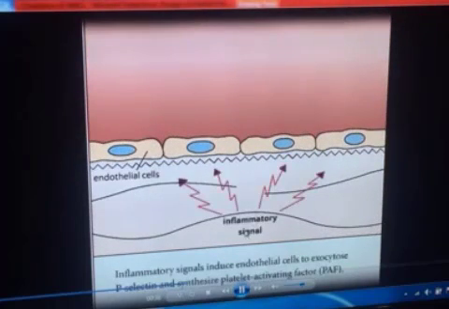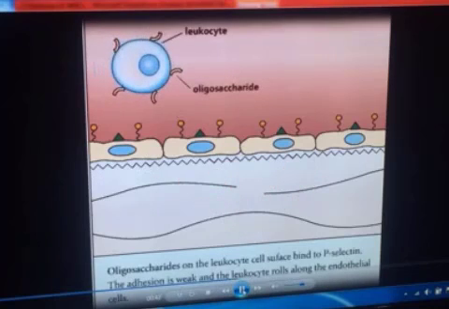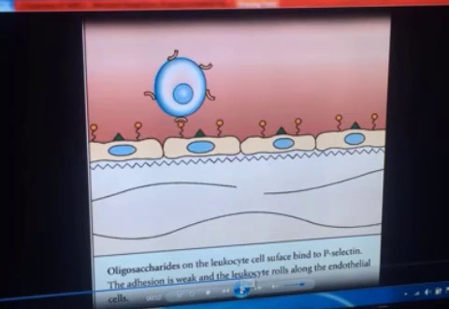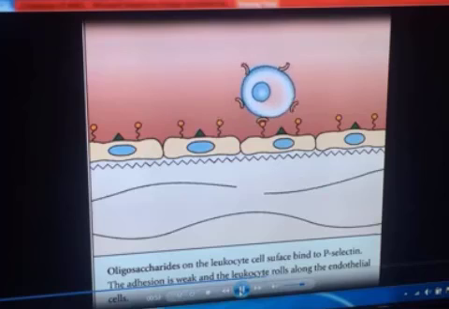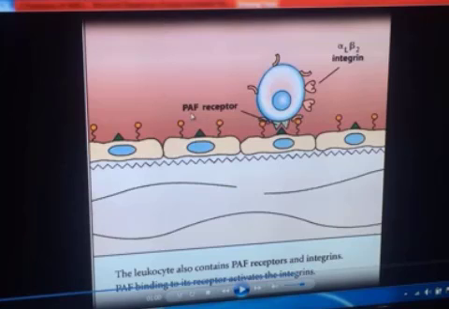Now see in detail. These are the inflammatory signals produced. The inflammatory signals reach the endothelial lining, and the endothelial lining produces P-selectin and platelet activating factor. The WBC slows down. It has an oligosaccharide on it. This oligosaccharide comes in contact with the P-selectin and further slows down its movement. The next step is another receptor, a platelet activating factor receptor on the surface of the WBC. One is the oligosaccharide and the other is the platelet activating factor receptor.